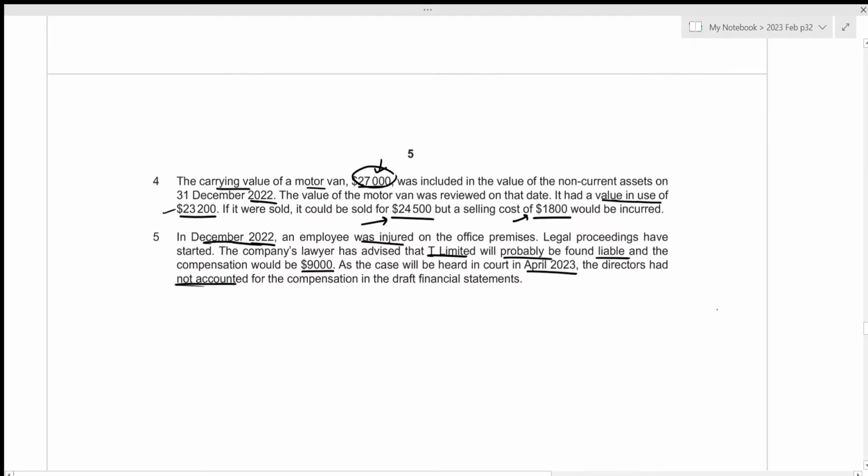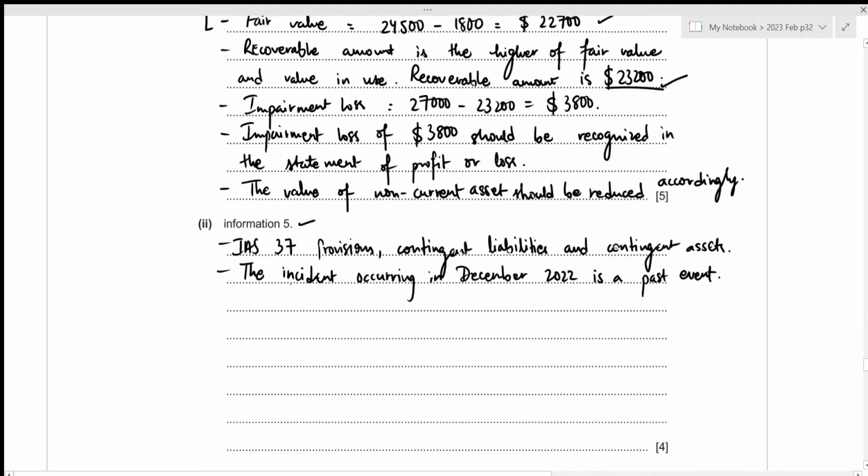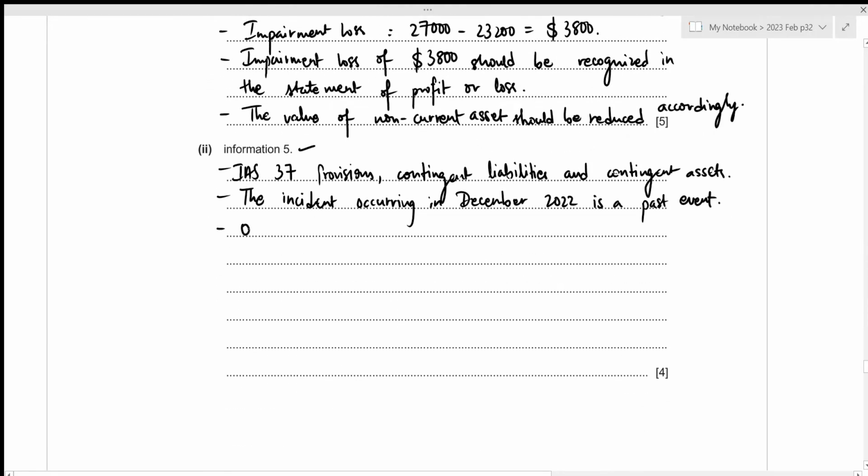And we're also told that the company's lawyer has advised that T Limited will probably be found liable, right? So on the basis of this legal advice, T Limited is probably liable for the compensation, which means that it is a liability. Let's write it down. On the basis of legal advice, T Limited is probably liable for the compensation.